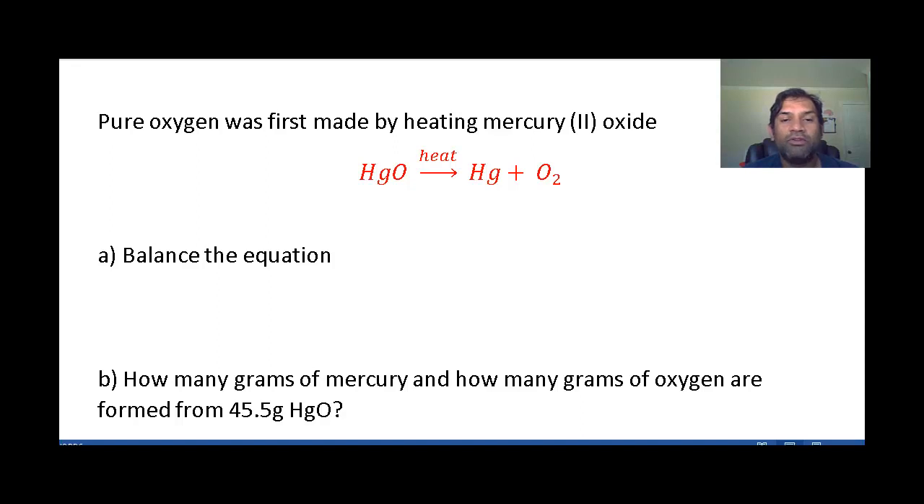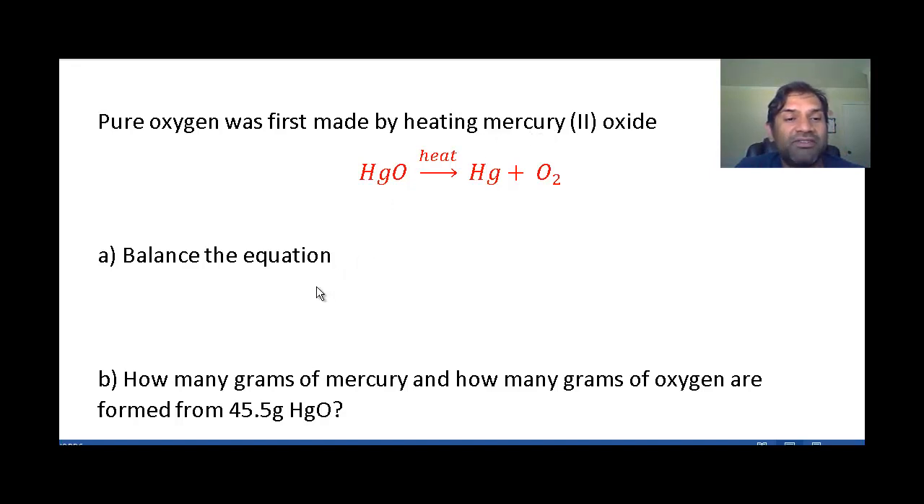In this video, we will use stoichiometry to determine how much product or how much reactant we need using the balanced chemical equation. So an example problem that exploits stoichiometry is this problem here. Pure oxygen is made by heating mercury(II) oxide. Notice the Roman numerals by mercury, because it's a transition metal.